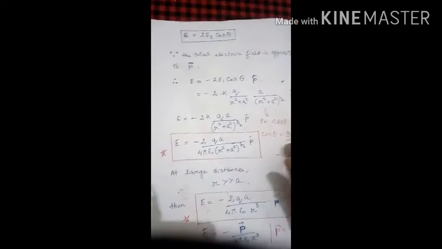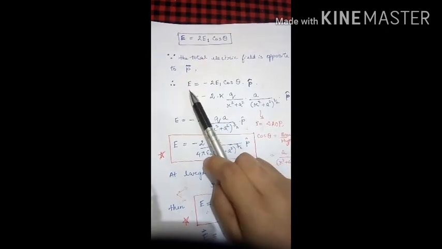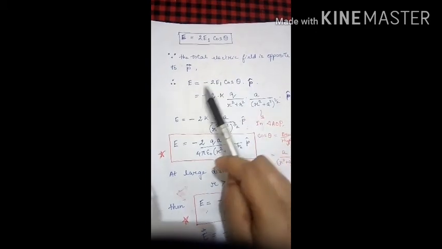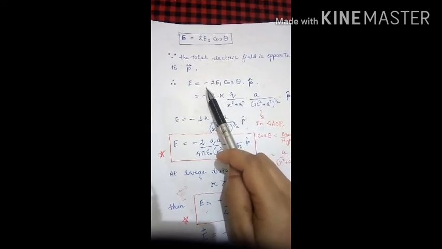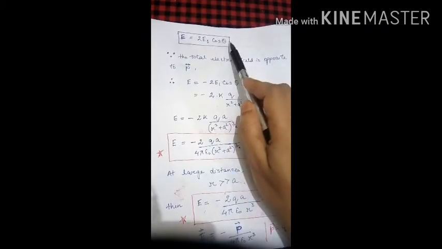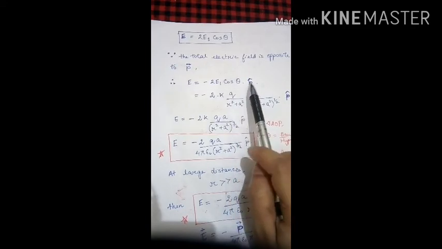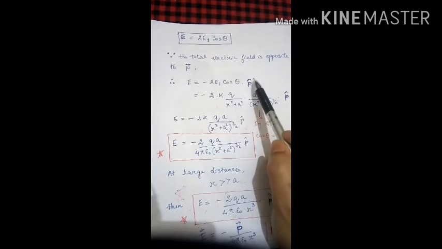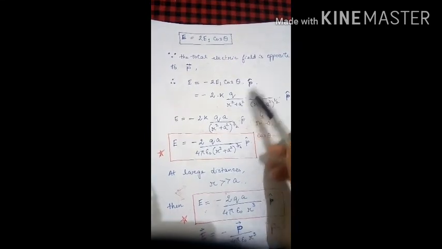So since the total electric field is opposite to P, E can now be written in terms of a unit vector P. We have to take the negative sign, since the direction of E and the direction of P are opposite. Therefore we have taken the negative sign here. The remaining part will be the same, twice E1 cos theta. Since we are writing this in terms of P, which is the dipole moment, we have written here a unit vector for P, P cap.